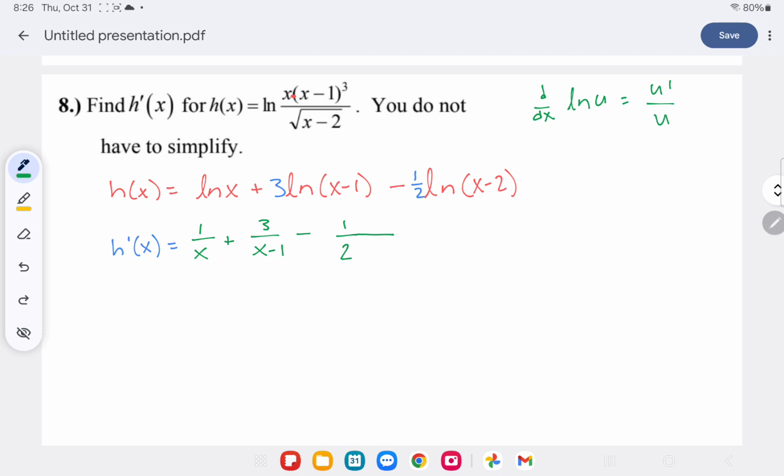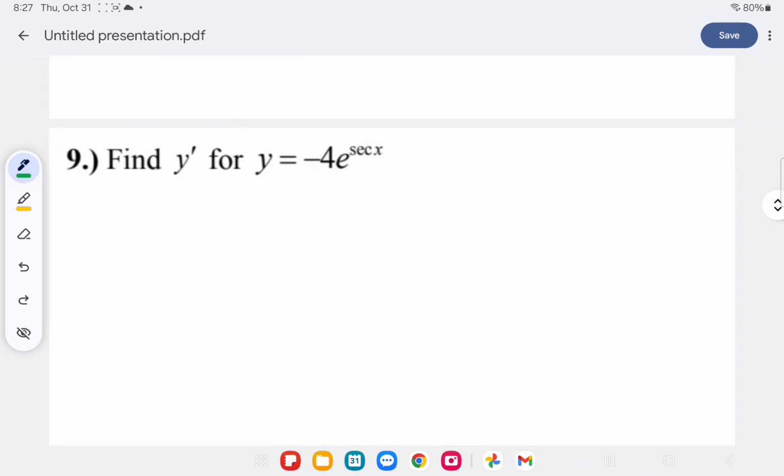The derivative of x minus 2 is just 1, and x minus 2. And I'm not going to simplify it from there, but we could by getting the common denominator.